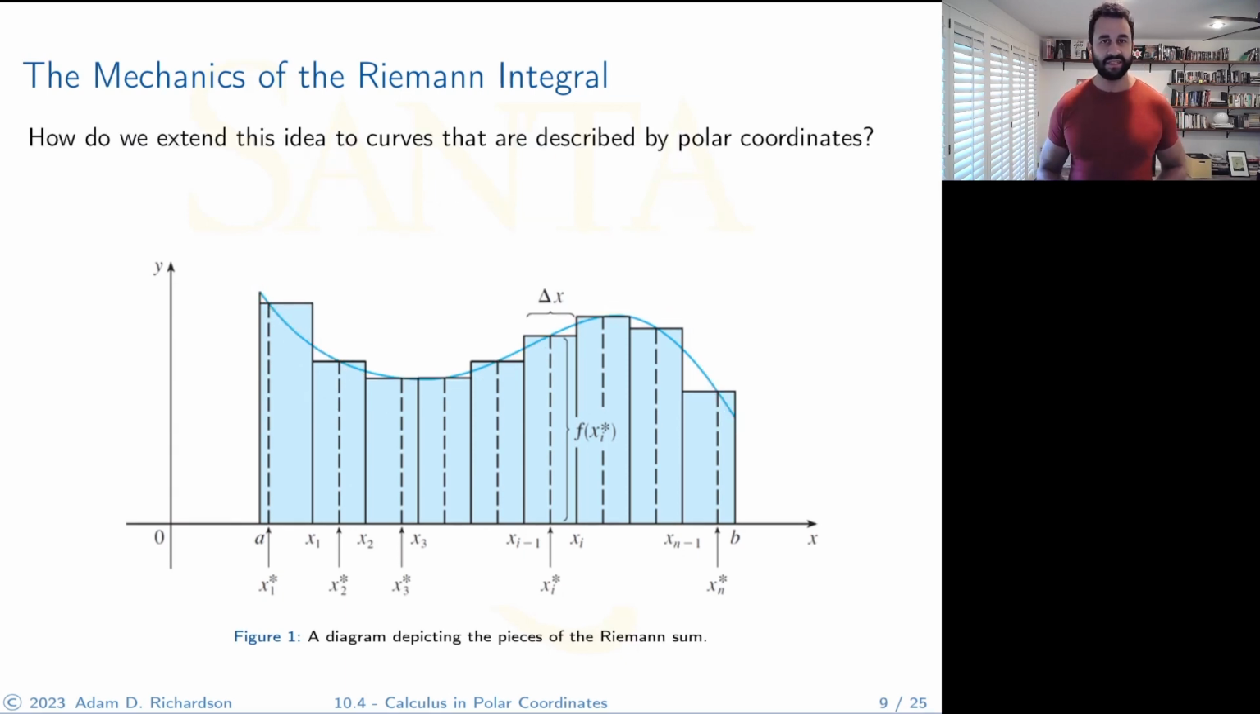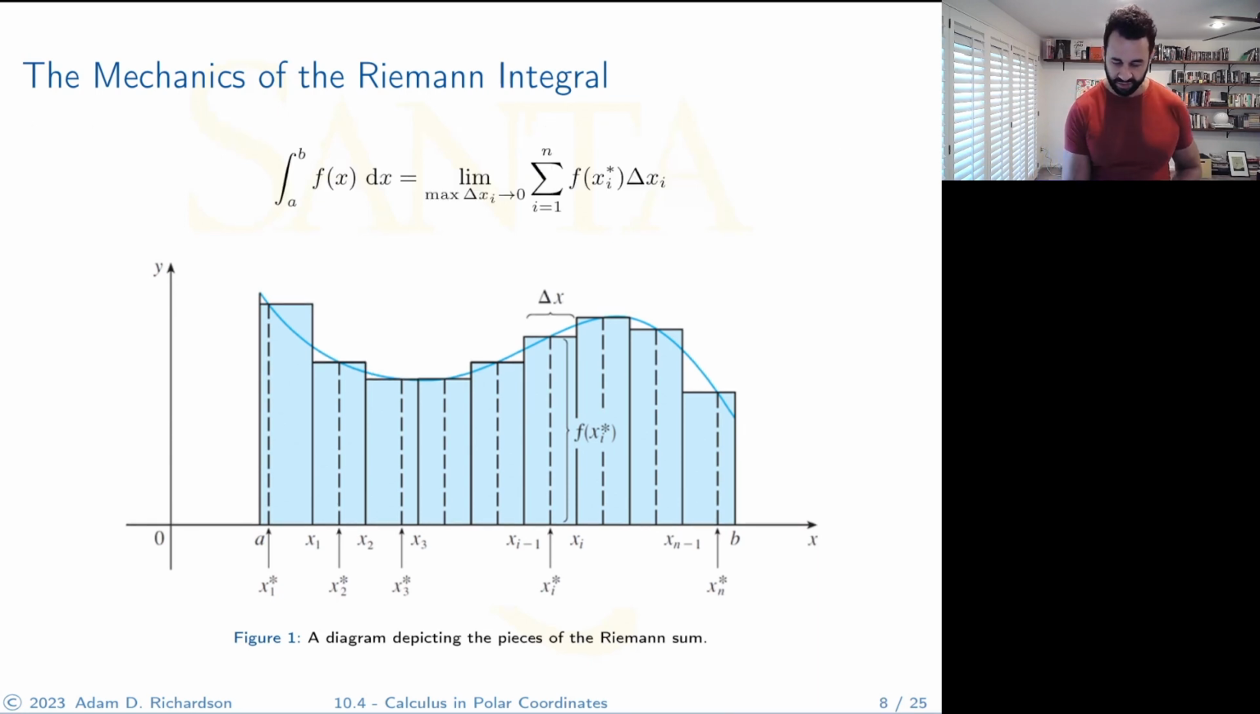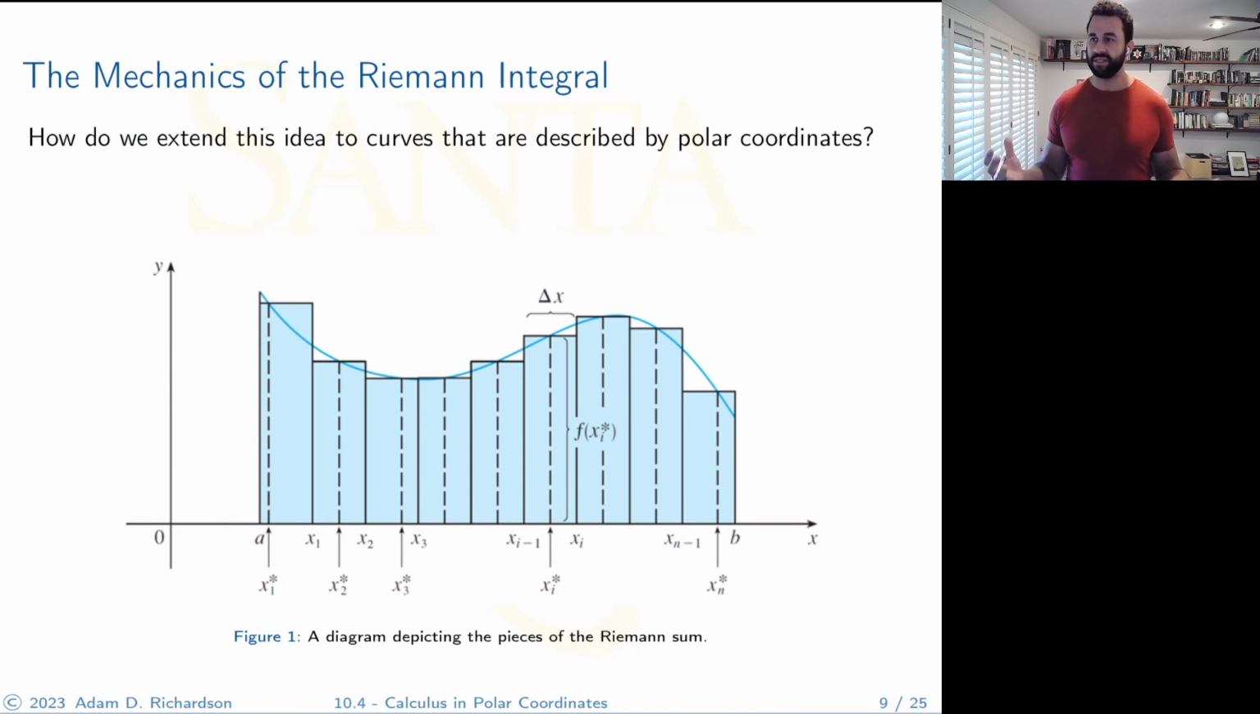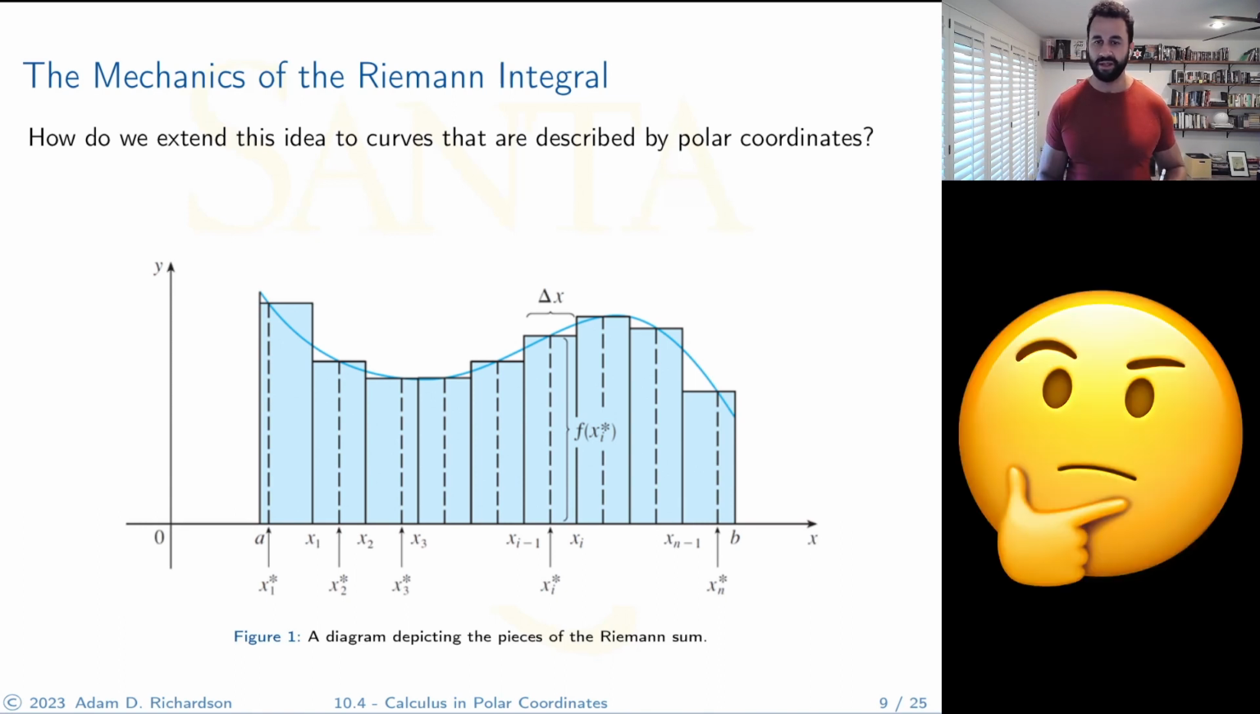So how do we extend this idea to curves that are described by polar coordinates? Here, remember, we had x and we had f of x. This is a Cartesian representation of a curve. And what we did was we added up the areas of a bunch of rectangles. So how do we generalize or extend this to a region that's described by polar coordinates? What I want you to do is just think about it for a minute. So take a minute and think how you would do this if you had to.